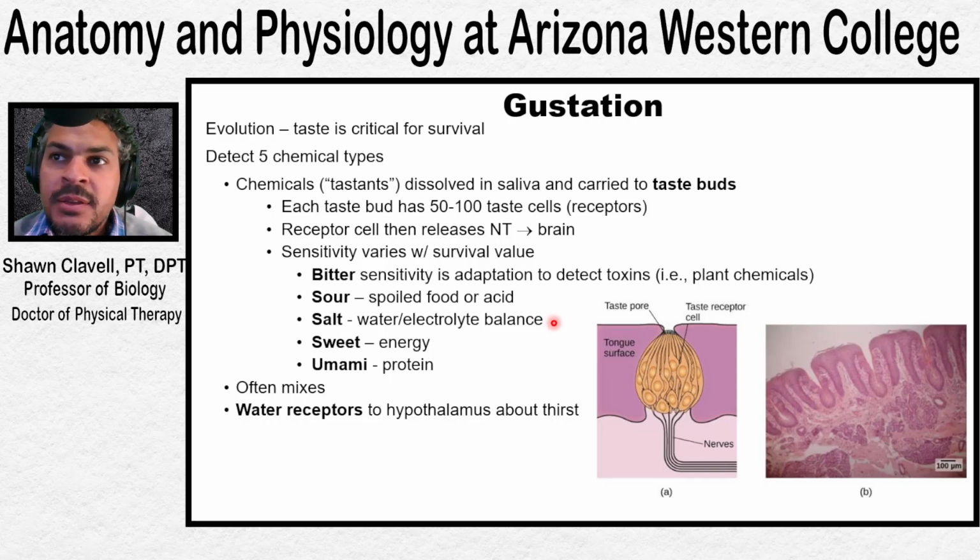Salt: there's a water or electrolyte balance that is monitored as it relates to the taste for salt, or the desire for salt. Sweet: oftentimes we associate foods that are sweet with those that have high energy, carbohydrates or sugar. And then this newer one that we mentioned is umami, or protein.